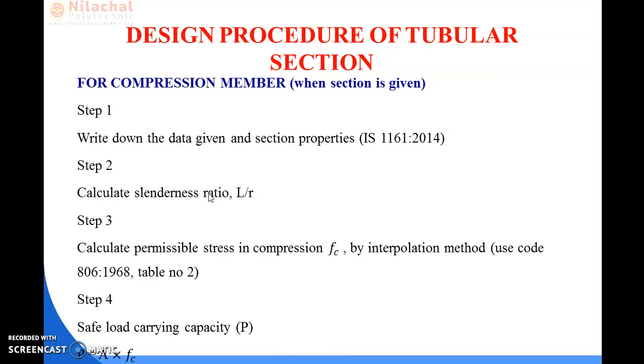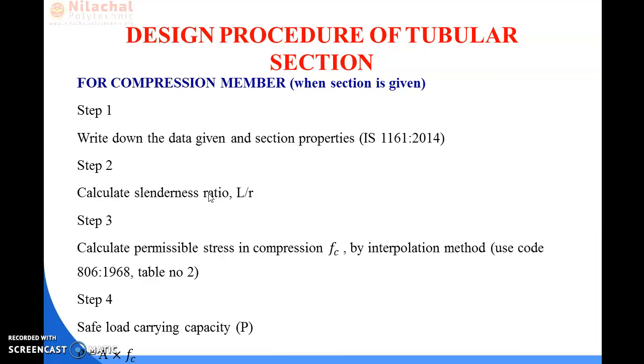Now in step 3 we have to calculate the permissible stress in the compression member, which is denoted as FC. Here, according to the slenderness ratio, we have to find the FC value from IS 800:1968, Table 2. From that you can get the value of FC for your appropriate slenderness ratio.